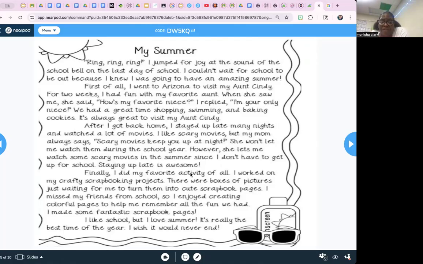Finally, I did my favorite activity of all. I worked on my crafty scrapbooking project where there were boxes of pictures just waiting for me to turn them into cute scrapbook pages. I missed my friends from school, so I enjoyed creating colorful pages to help me remember all the fun we had. I made some fantastic scrapbook pages. I like school, but I love summer. It's really the best time of year. I wish it would never end.